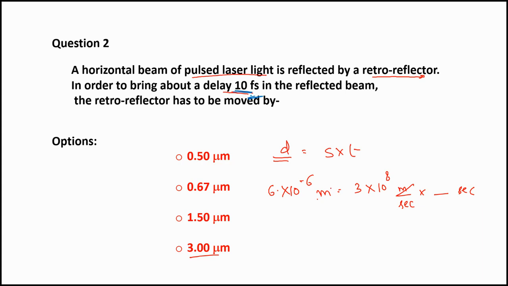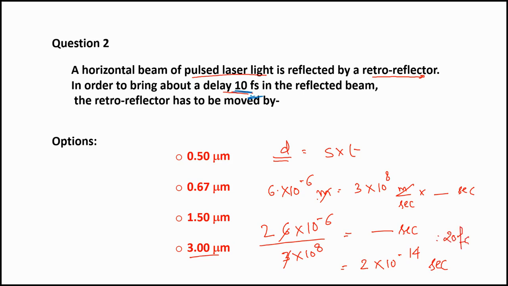We'll cancel both the units, meter, and we'll be left with time. So it will be 6 into 10 to the power minus 6 upon 3 into 10 to the power 8, equals dash seconds. That comes to 2 into 10 to the power minus 14 seconds, and therefore you can write it as 20 femtoseconds. Now if this question comes to you anywhere in the exam, you will be able to solve it however they ask.